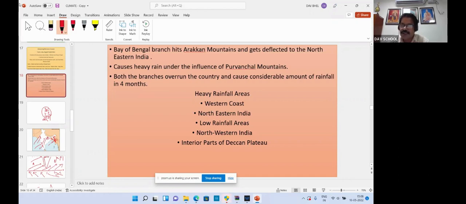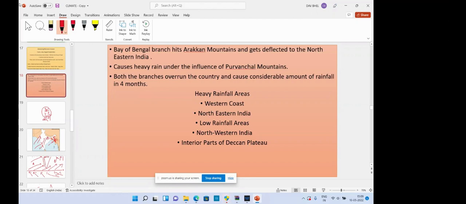Because temperature starts falling, because the sun starts its southward movement. When you come to October, November, the sun will start moving towards the south. The sun has reached till the Tropic of Cancer, then it starts southward movement. So as the sun is moving southward, temperature starts falling in the northern plains. So when temperature starts falling, what will happen to pressure? Pressure starts rising.